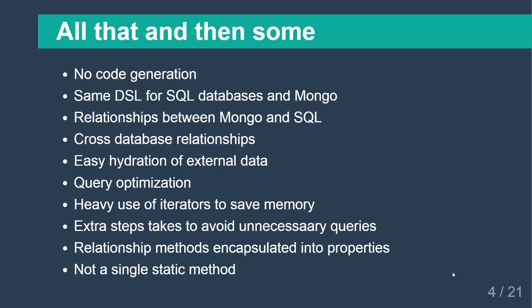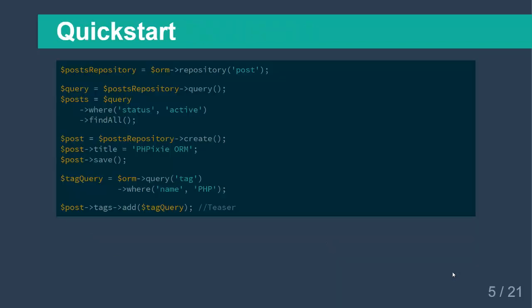The relationship methods, which often clutter the method space of the entities, have been encapsulated into properties to reduce the clutter and actually make the relationships much easier and more intuitive to use. There's also not a single static method in the entire library. It's all done through dependency injection, and the dependency tree is very linear and straight and easy to follow. So that's why it was so easy to achieve 100% code coverage for it.